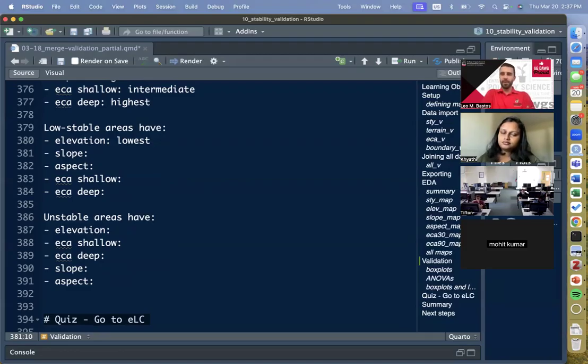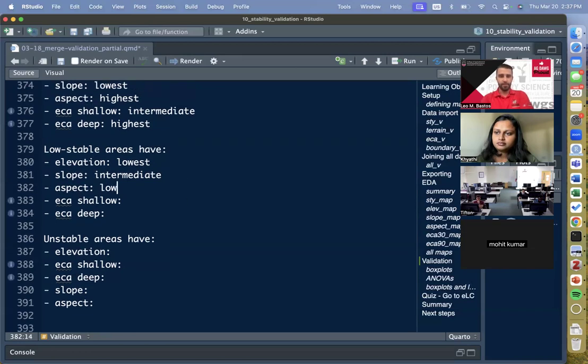So what about slope? We can start with Marco. Intermediate. Polly, what about aspects? Lowest. Benedetta, what about ECA shallow? Lowest as well. And what about ECA deep, Luke? Also lowest. Right, I think that's what I got on my side as well.